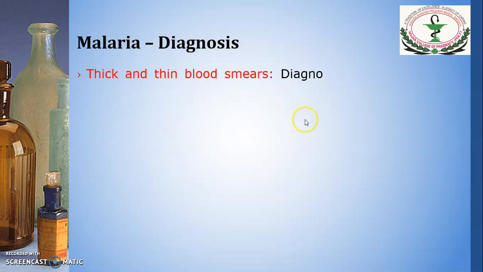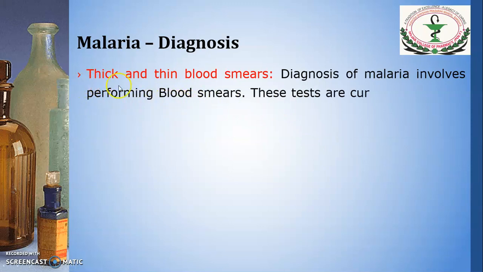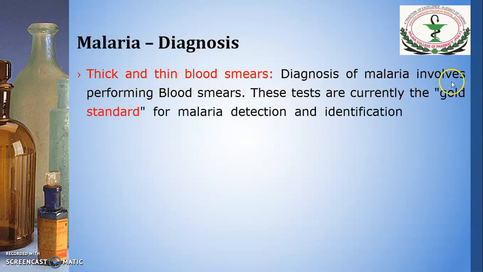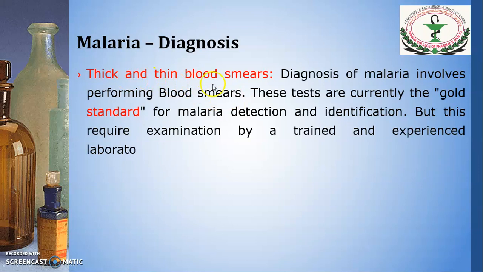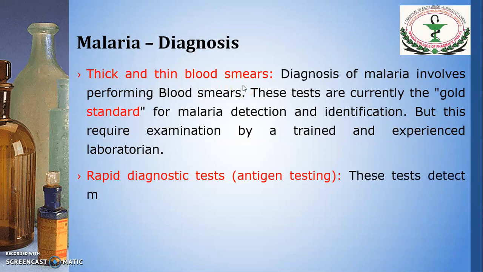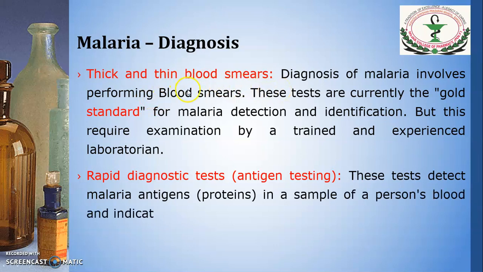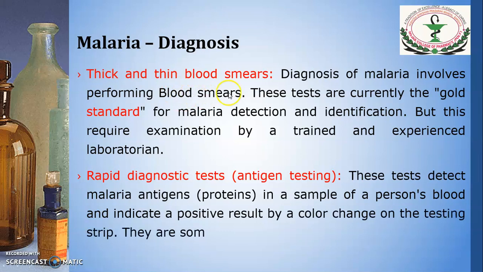Diagnosis. So there are many methods to diagnose whether malaria is present or not. First, thick and thin blood smear. Diagnosis of malaria involves performing the blood smear. Now a blood drop is taken on the slide and spread over the slide, and that slide will be observed under the microscope to see whether the malarial parasites are present or not.